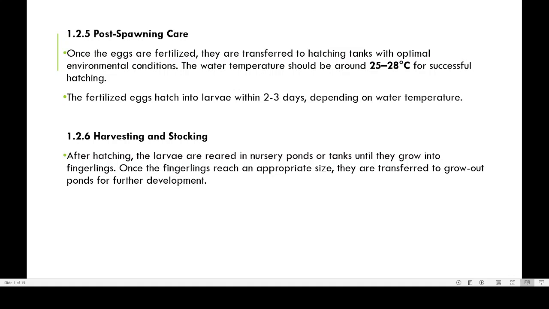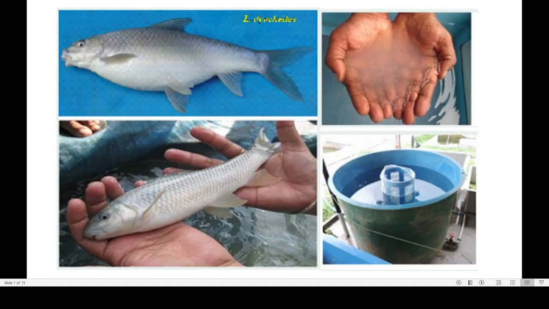After harvesting, larvae are reared in tertiary ponds or tanks until they grow into fingerlings. Fingerlings means young or the babies of the fish. They are known as the fingerlings. Once the fingerlings reach an appropriate size, they are transferred to grow out pond. Grow out pond means larger tanks where the fish will be growing and we will be giving the food. So this is an idea of how this whole process is going on.